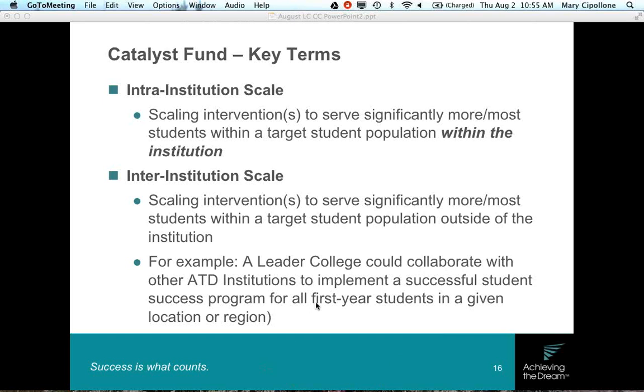And just a side note about these categories and terms, the goal of the Catalyst Fund is really to be ambitious about scaling interventions to reach more students to assist them on their road to completion. As long as a college can propose a reasonable and ambitious scaling strategy, Achieving the Dream will consider this.